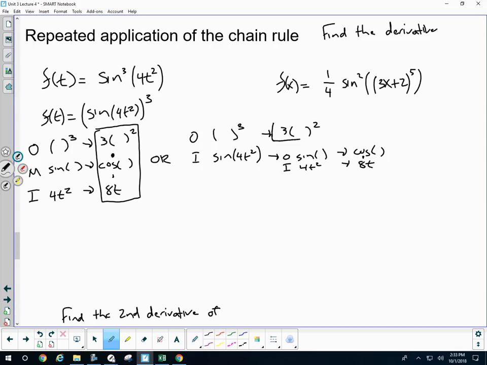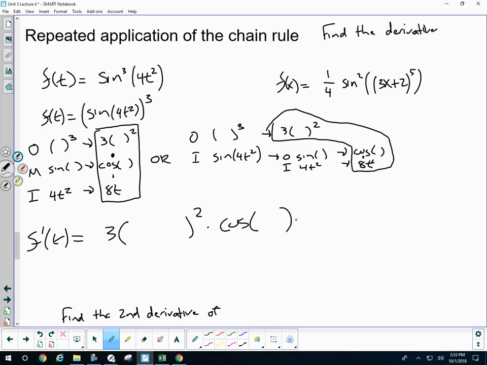And then say, okay, I need to multiply this by this derivative, which ends up being that. So understanding that the inside is a composition, you can then take its derivative by identifying its outside and inside. It's just doing the chain rule in steps and layers, where this does it all at once. Regardless, you should get the same answer. 3 stuff squared times cosine stuff times 8t.